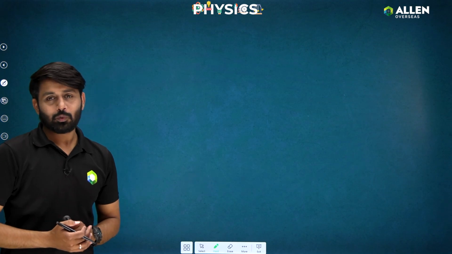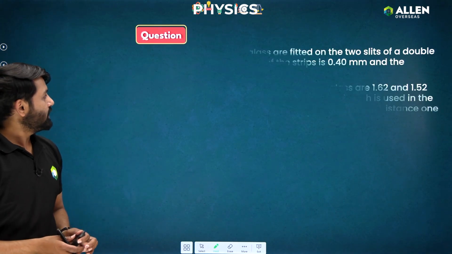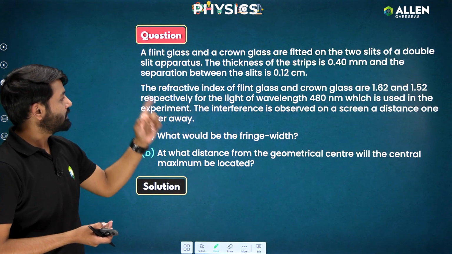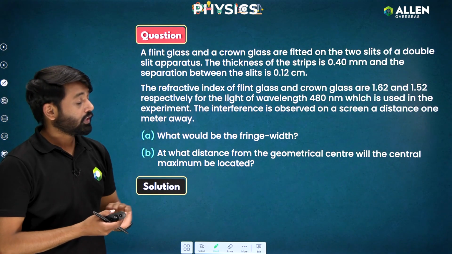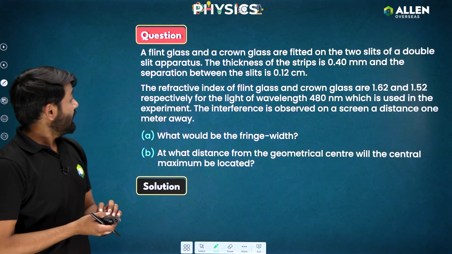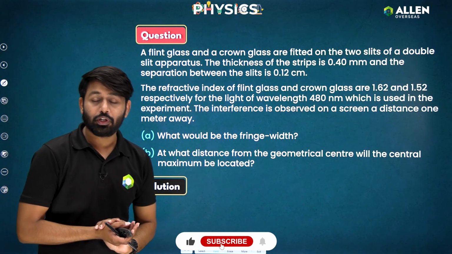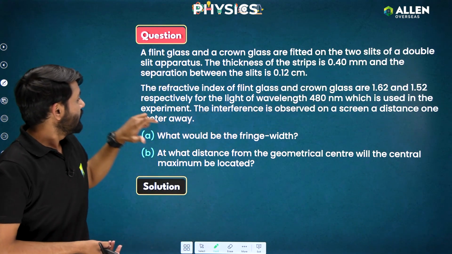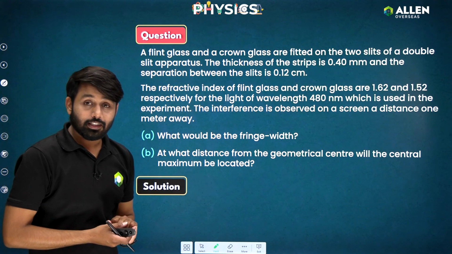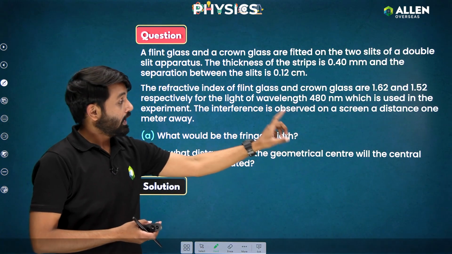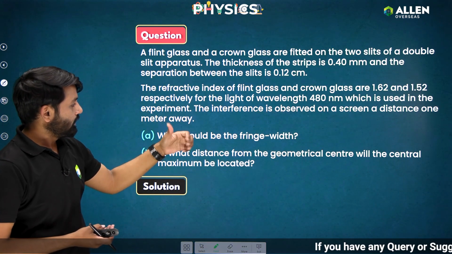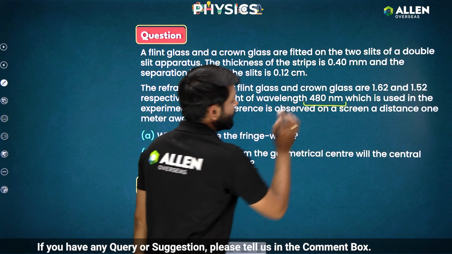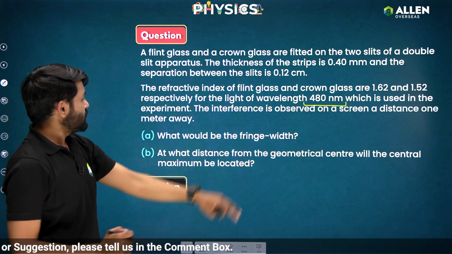So now let's solve one question based on this concept. So question is, a flint glass and a crown glass are fitted on the two slits of a double slit apparatus. The thickness of strips is 0.40 mm and the separation between the slits is 0.12 centimeter. This is a small d, right? And this is the thickness of the strips. The refractive index of flint glass and crown glass are 1.62 and 1.52 respectively. For the light of wavelength 480 nanometer. So wavelength of light is given, that is 480 nanometer, right? Which is used in the experiment.